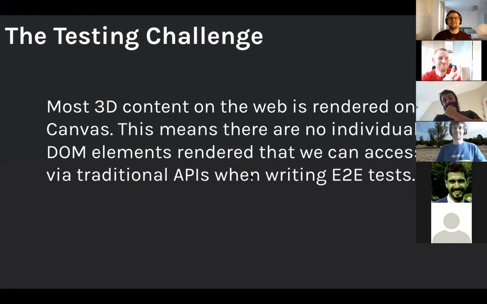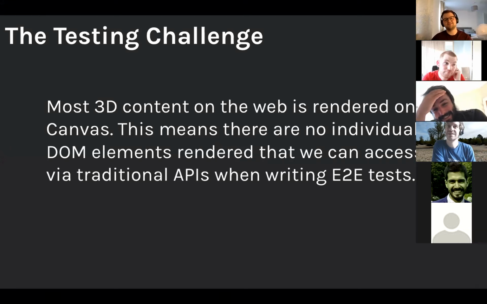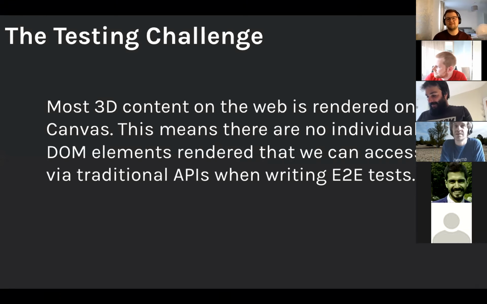So what's the difficulty with testing 3D content? The problem is that most 3D content on the web is rendered on the canvas. What this means is there are no individual DOM elements rendered that we can access via traditional APIs when writing tests. Usually, like the first two we've seen, we click on buttons, we input text into input elements, and we can access our web pages using that. When things are on the canvas, we can't actually do that anymore. So there are some ways of doing this.